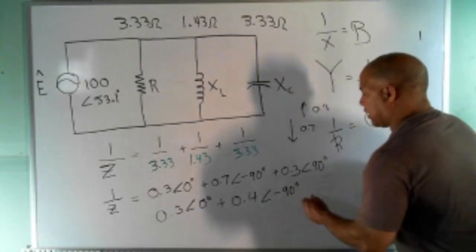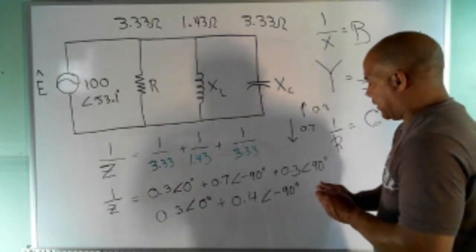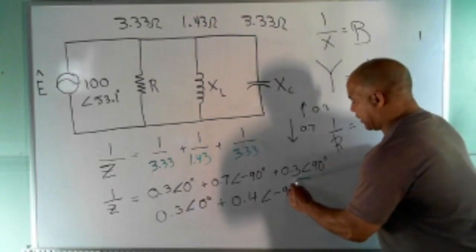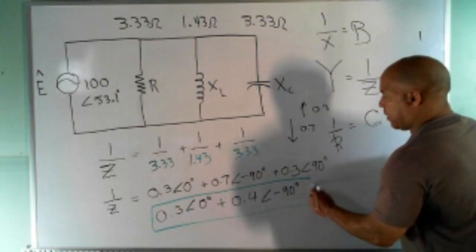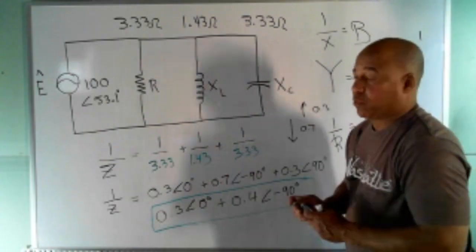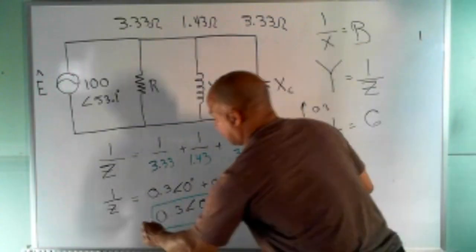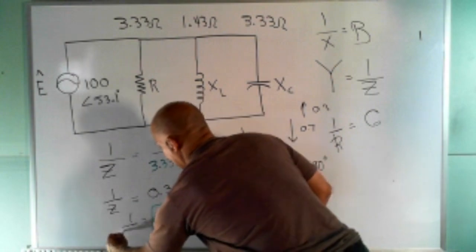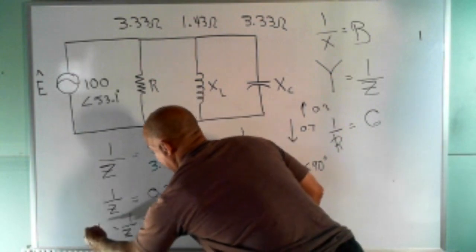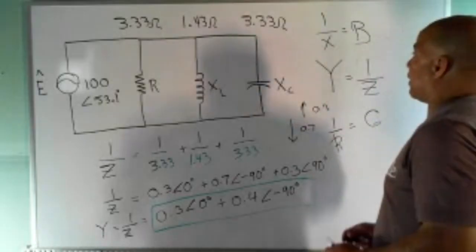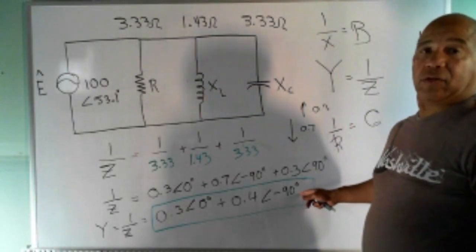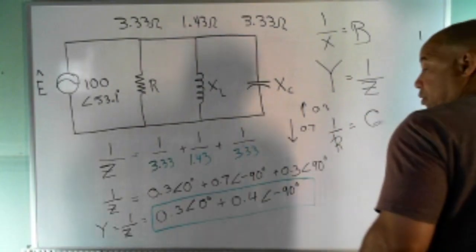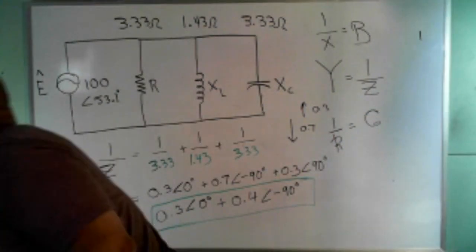So kind of look at what I did, make sure that makes sense. When we do the divisions, this is what I get. Remember, that is not Z, that's 1 over Z. So all that's equal to 1 over Z. That is basically Y. So now what I've got to do is convert this to rectangular form. So we'll convert that to rectangular form.